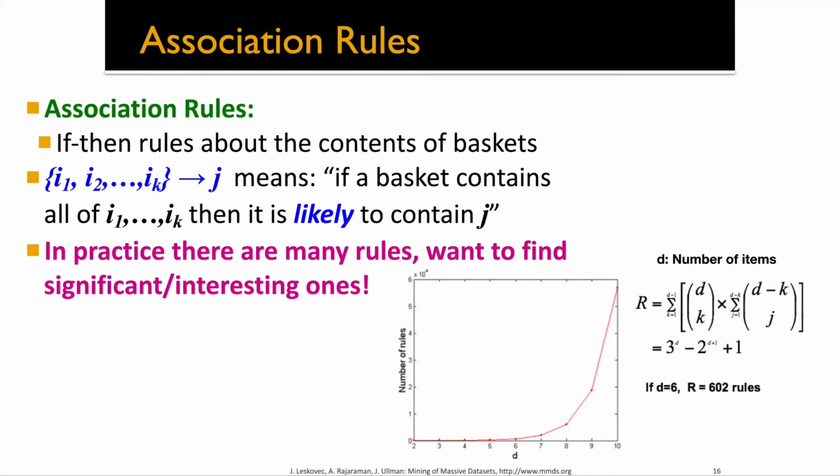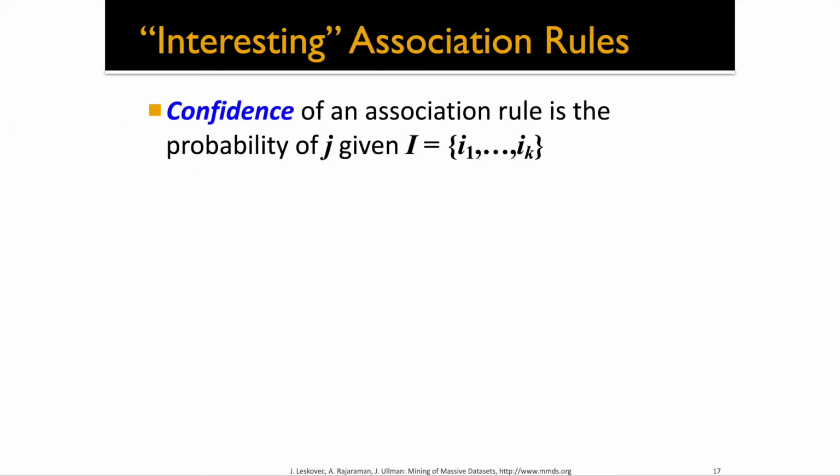It's exponential in the number of items that you have, so this is very large. So for instance, in this example, if you have just 6 items, then you can have 600 odd association rules, and many of those are just not interesting. So we've defined support. We can also define confidence. This tells us something about how interesting this rule is.